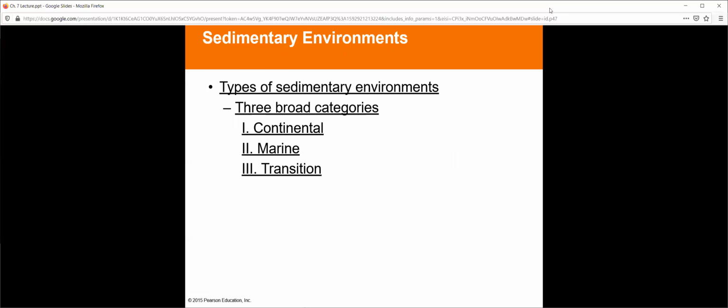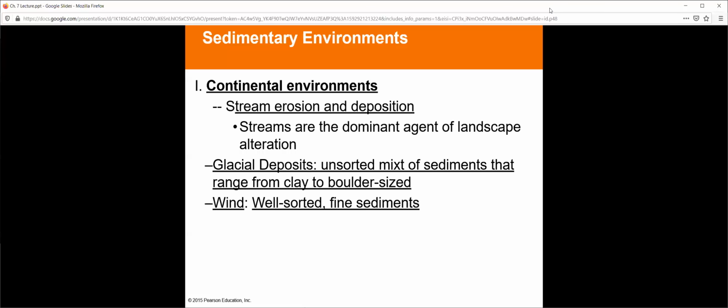As was said before, these rocks, where they form, why they form, and how they form depends a lot on the environment of their deposition, of their formation. In very broad terms, we can talk about three different sedimentary environments: continental environments, marine environments, and transitional environments. I'll go over these, but you know what they are by their names, right? What is a continental environment? Well, it would be an environment on the continent, right?